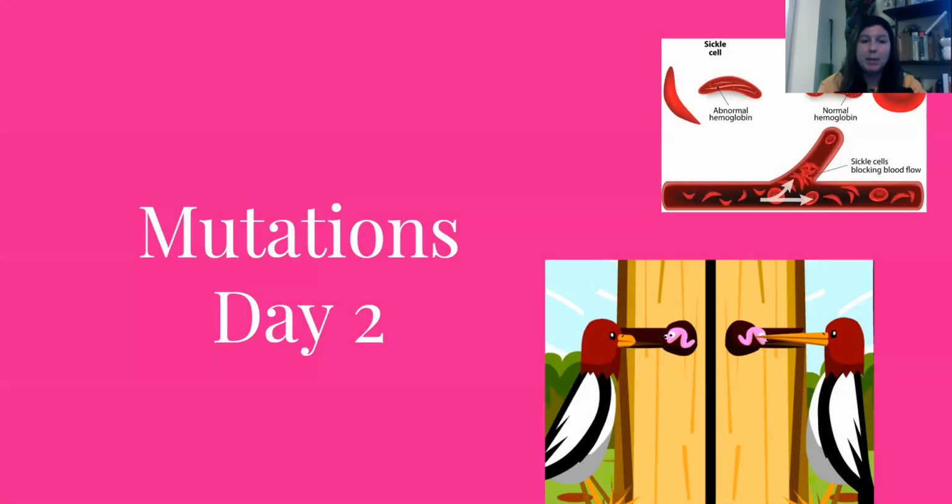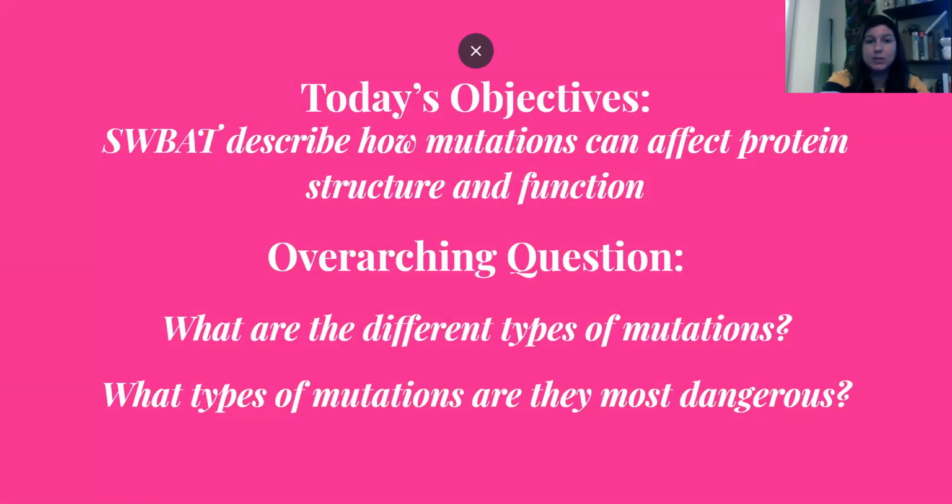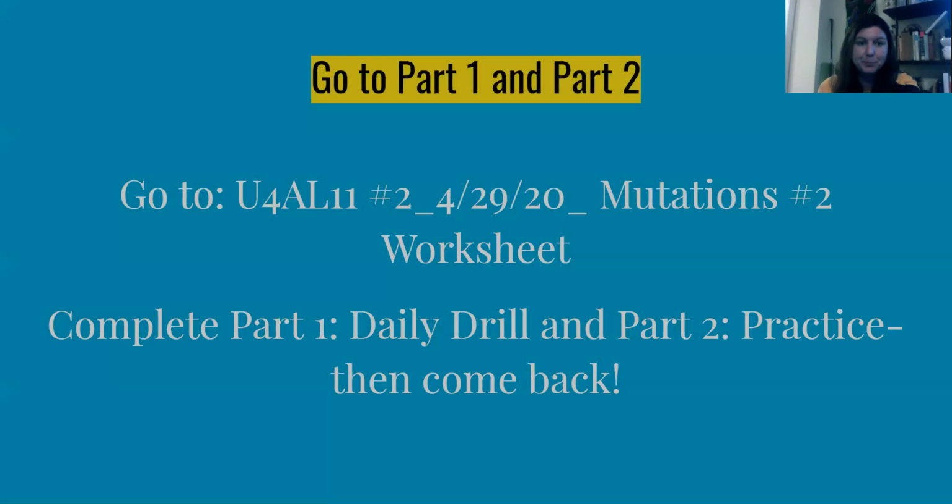All right, so we'll be talking about mutations again. Our objective is to describe how mutations can affect protein structure and function. Our overarching questions for today are, what are the different types of mutations, and what types of mutations are the most dangerous? Thinking about point and frameshift, and thinking about your exit ticket yesterday when I asked which ones are the most harmful or detrimental, our goal today is to figure out which type, point or frameshift, is the most dangerous to us, specifically in the production of proteins.